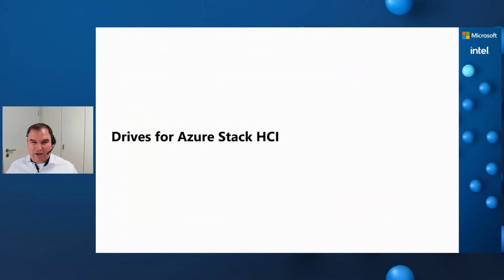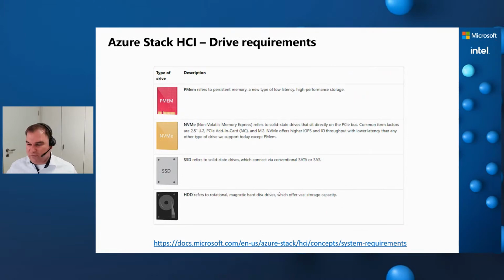So let's talk about these drives. What requirements do we have for the drives? What can we use for the drives? So we are absolutely flexible, starting from hard disks over SSDs, NVMes, and persistent memory drives in storage mode. Everything is possible. It's not possible to use hard disks only. Hard disks always have to be combined with flash drives, but flash only is possible with SSDs or NVMes or PMEMs. Different combinations are possible. Hard disks always need some caching drives with flash capacity.